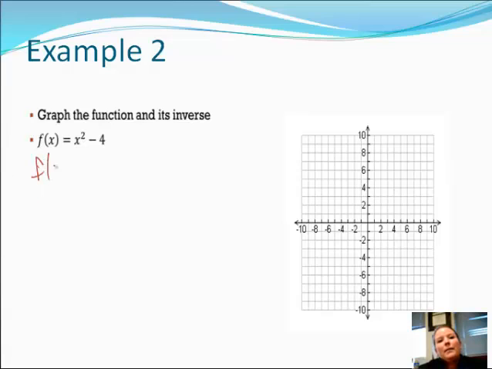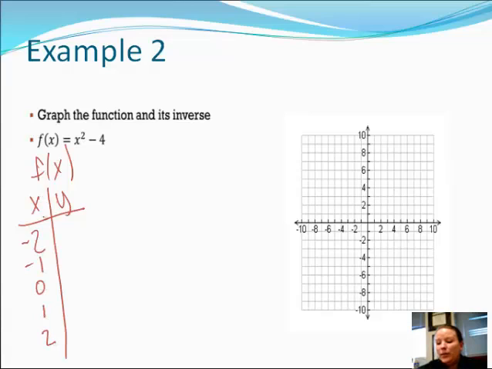So we have f of x is the original function. I'm going to come up with a table of values. I've already done that, so I know it's negative 2, negative 1, 0, 1, and 2. I just chose x values. That's where those numbers come from. Then I plugged them in, and I got 0, negative 3, negative 4, negative 3, and 0. So remember that this is my vertex, right? Reviewed from the previous times.